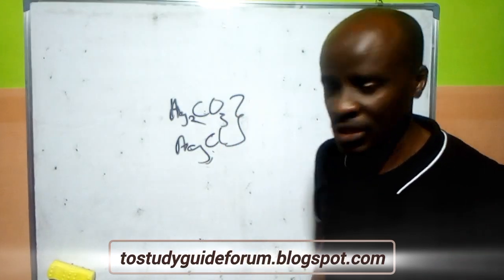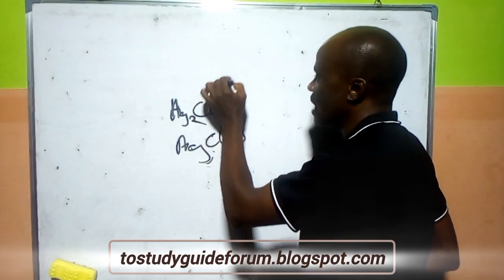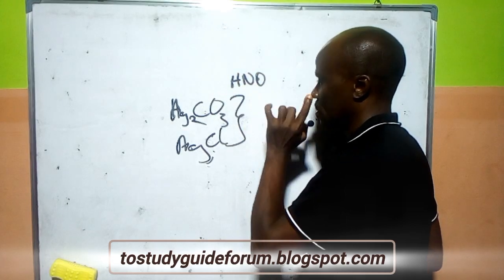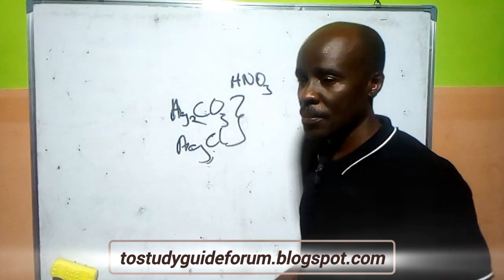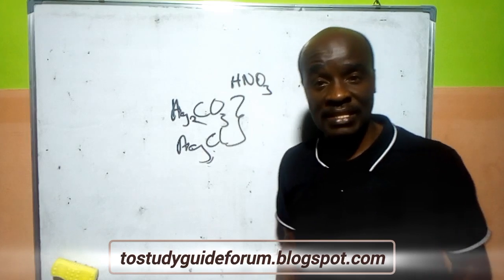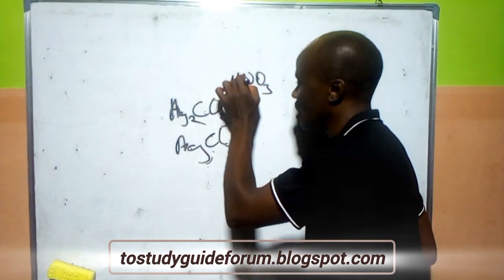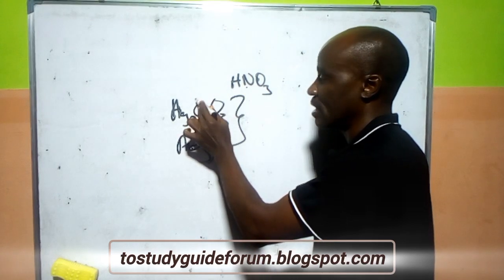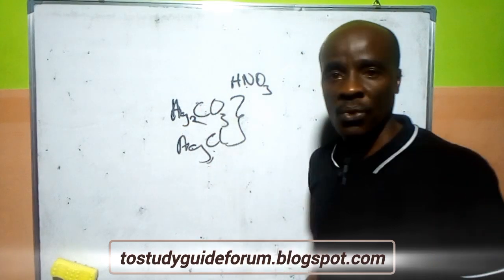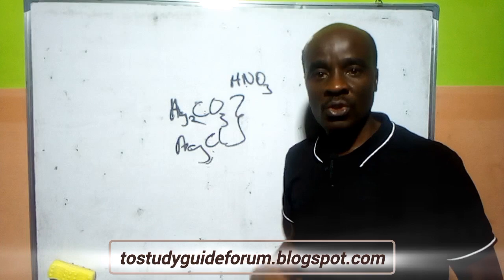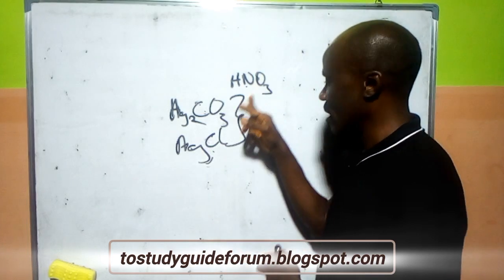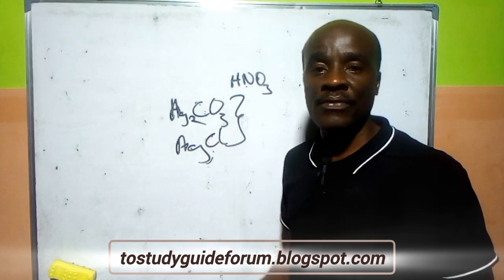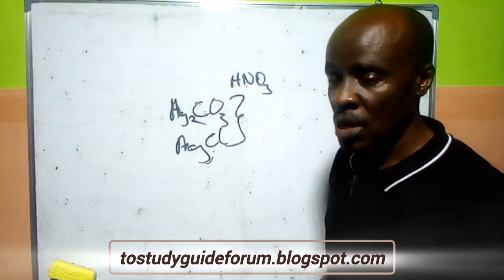So how do you differentiate? Now for this, we add acid, most often trioxonitrate(V) acid. When you add trioxonitrate(V) acid to each of these compounds, there will be effervescence. This one will give you carbon dioxide, which turns lime water milky, while this other one will not dissolve, because silver chloride is always insoluble.